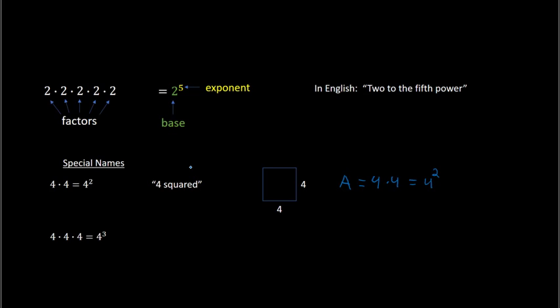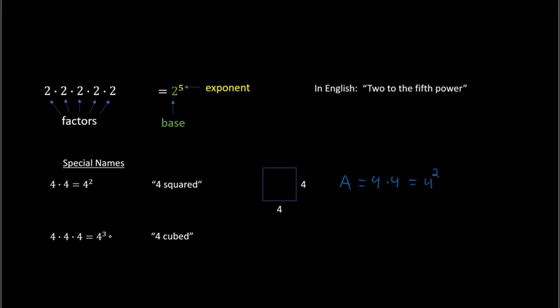The other one is if you have 3 numbers multiplied together. So for example, 4 times 4 times 4. So that would be a 4 as your base. There's 3 4's, so 3 is your exponent. So we could state this as 4 to the 3rd power. The other special name we have for this is called cubed. So 4 cubed would be another way we can express this statement.